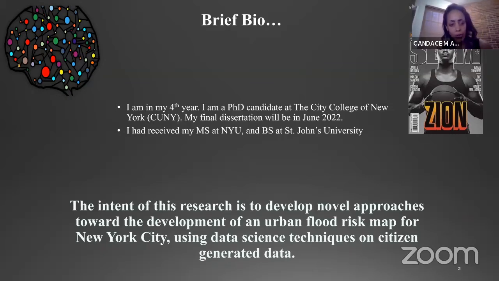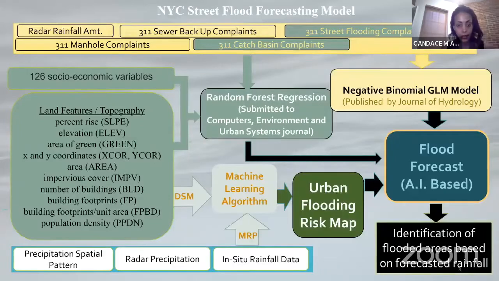So the intent of this research is to develop novel approaches toward the development of an urban flood risk map for New York City using data science techniques on citizen-generated data. This is a flowchart depicting my research model. Since the time is a little short, I'm just going to talk about the 1 published study that we have and the other study that is currently under peer review.